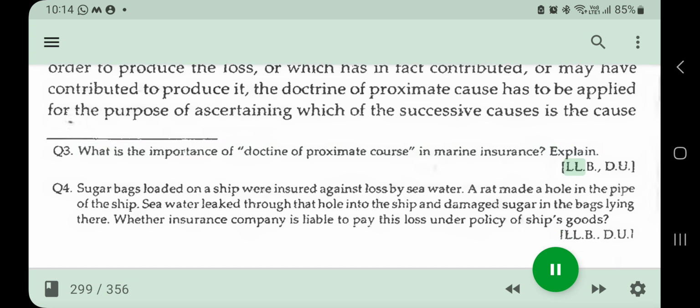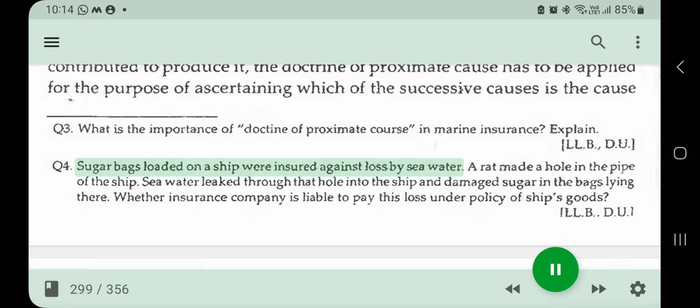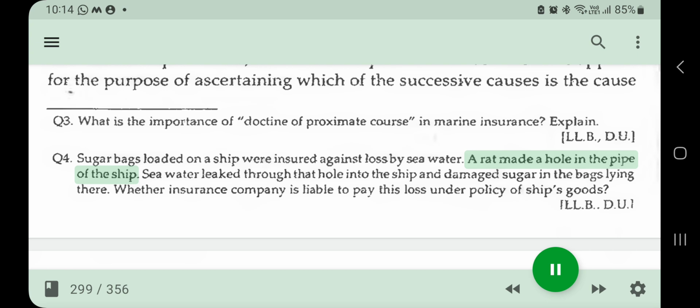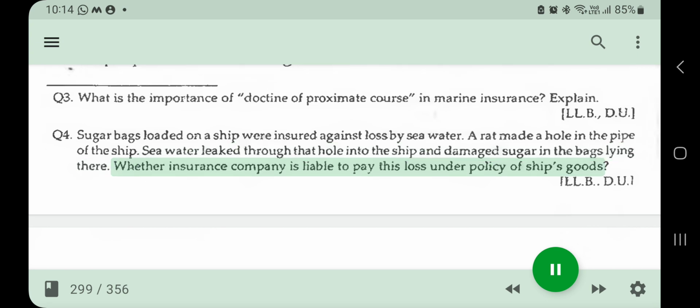Explain. Q4. Sugar bags loaded on a ship were insured against loss by seawater. A rat made a hole in the pipe of the ship. Sea water leaked through that hole into the ship and damaged sugar in the bags lying there. Whether the insurance company is liable to pay this loss under the policy of ship's goods?